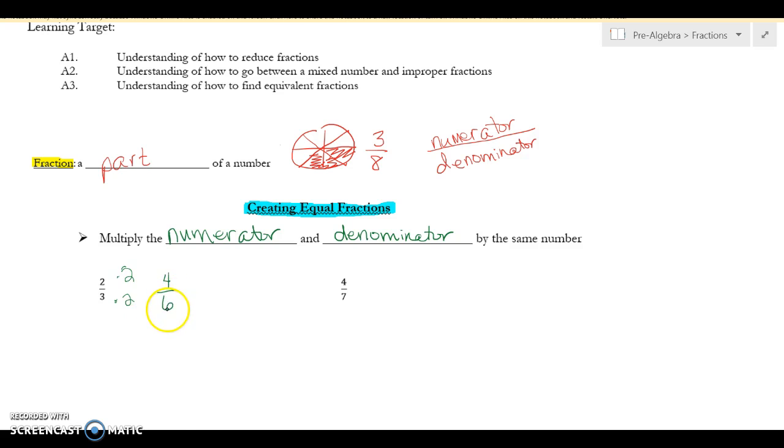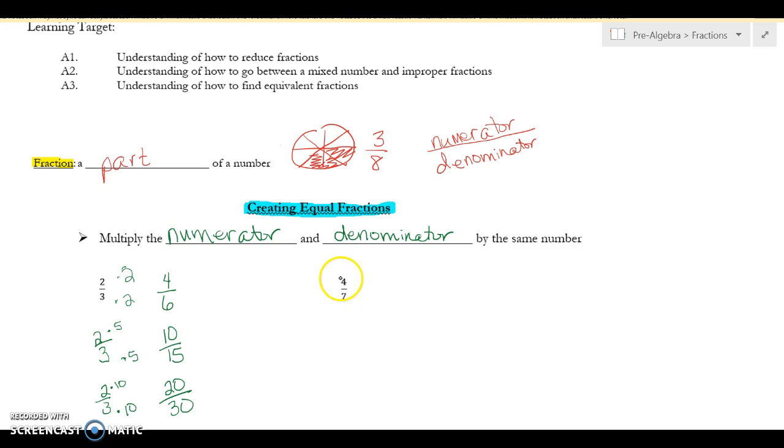So if I multiply the top and bottom by 2, 2 times 2 is 4, and 3 times 2 is 6. To find another one, I'm going to rewrite it again, so 2/3. This time maybe I'm going to multiply the top and bottom by 5. 2 times 5 is 10. 3 times 5 is 15. Another common one that people will multiply by is 10, because 10 is pretty easy to multiply by. So 2 times 10 is 20, and 3 times 10 is 30. And so that's how you find equivalent fractions, is by multiplying the numerator and the denominator by the same number.